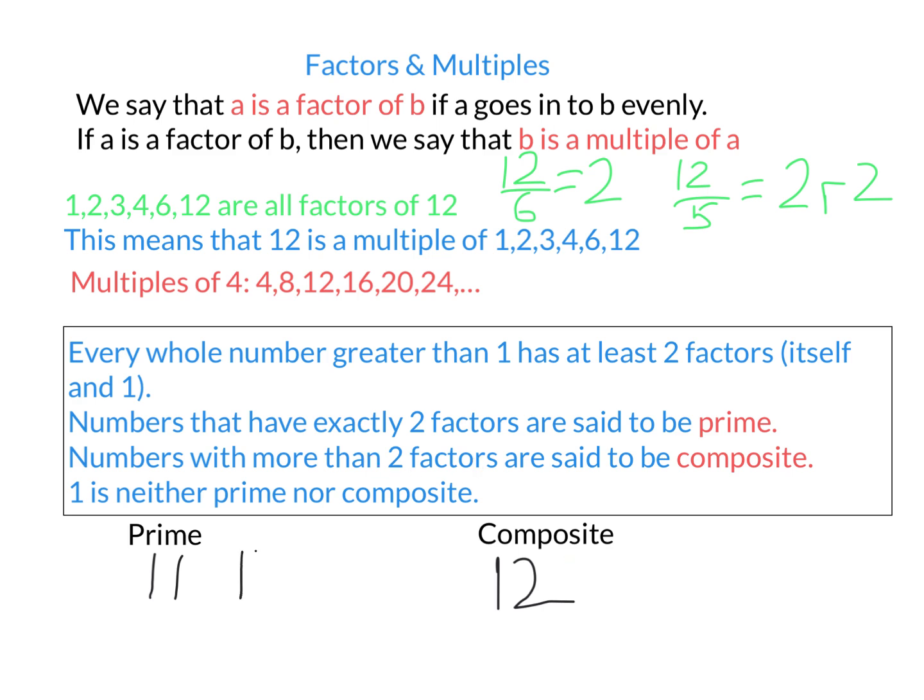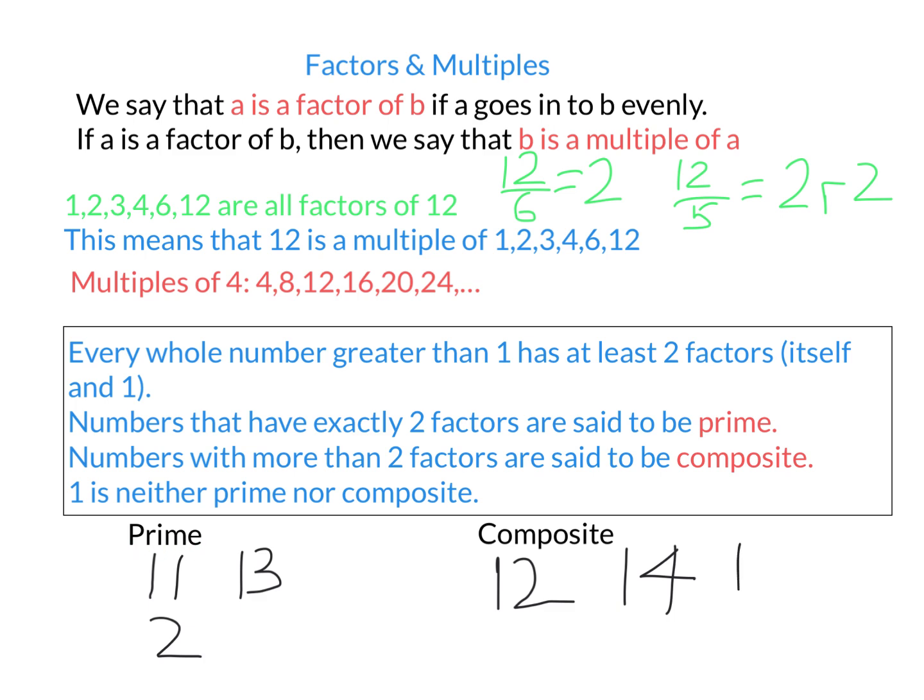13 is another example of a prime number. Its only factors are 1 and itself. 14 is composite. It has factors that are 2 and 7. 2 and 7 go evenly into 14, so 14 has factors besides 14 and 1. That's why it's not prime, it's composite. So note that 2 is the only even prime number. All other even numbers have a factor of 2, so they're not prime. So most prime numbers are odd, but not all odd numbers are prime.